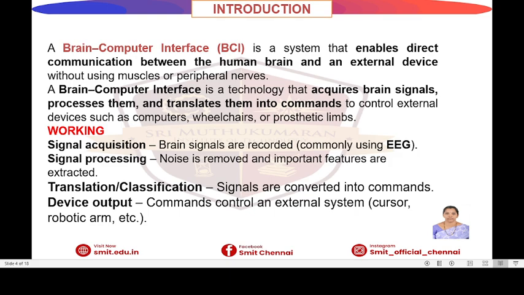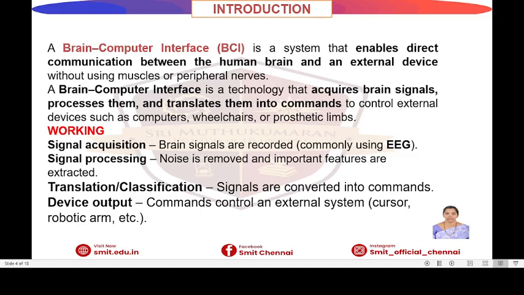So first we have to see the introduction about brain computer interface, which is denoted as BCI. From the name we can infer that it is the direct communication between the human brain and an external device without using muscles and peripheral nerves. It is also a technique which acquires brain signals with the help of EEG, and we process them and translate them into commands which control external devices such as computer, wheelchair, and also prosthetic limbs, especially for paralytic patients.